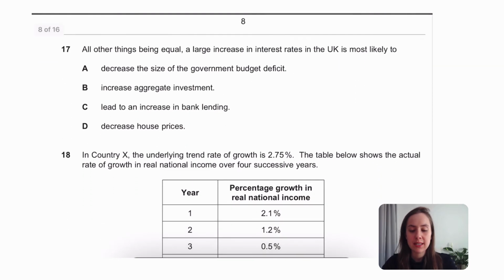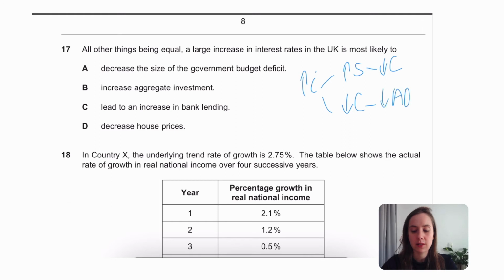A large increase in interest rates in the UK is most likely to... Okay, we have interest rates increasing. It's going to increase the savings, which decreases C. It's also going to discourage consumption. It's more expensive. That's going to decrease AD. Same with this one. So we're going to decrease AD, and we don't have that one yet.